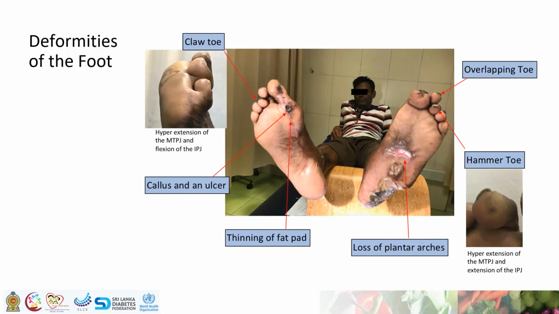Commonly seen deformities of the diabetic foot disorder are claw-toe deformity, which is the hyperextension of the metatarsophalangeal joint and flexion of the interphalangeal joint, calluses and ulcer formation over the bony prominences, thinning of the fat pad over MTPJ, loss of plantar arches, hammer-toe deformity, which is hyperextension of the MTPJ and extension of the IPJ, and overlapping toes.